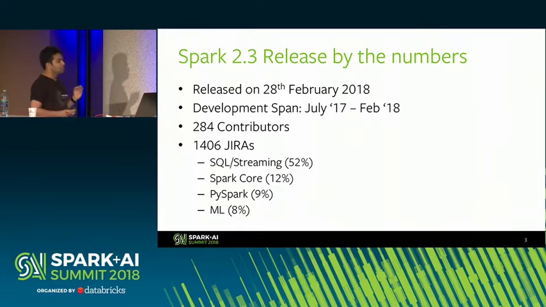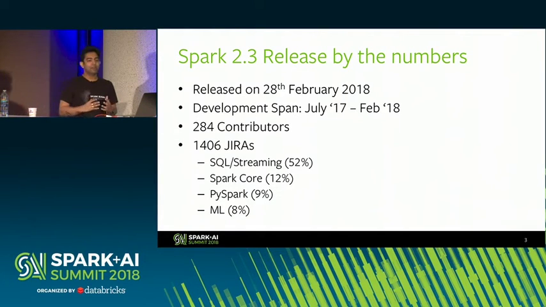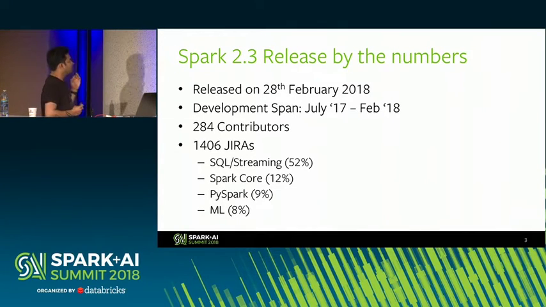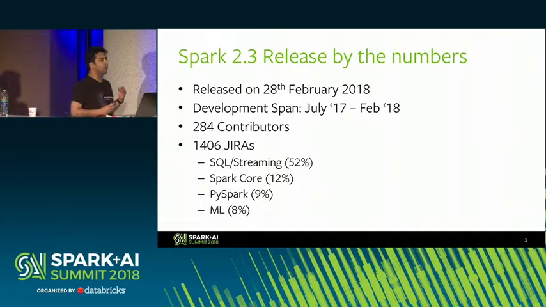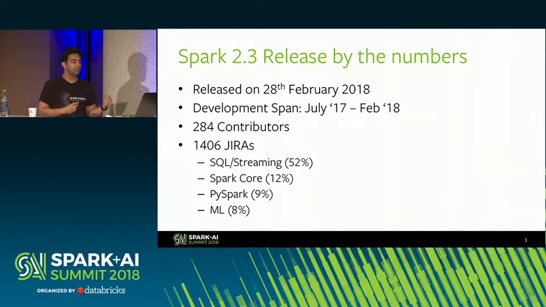All right. Before I actually start this talk, let me try to give a brief overview of the Spark 2.3 release by just sharing some numbers. Spark 2.3 was released on 28th February of this year. And this entire development spanned around 7 to 8 months. It started around July of last year, and went until February of this year. We are extremely fortunate as a community to be so active. We had 284 unique contributors to Apache Spark.